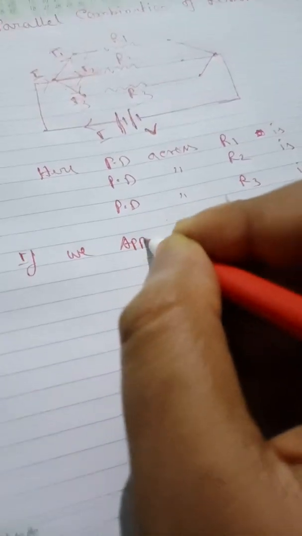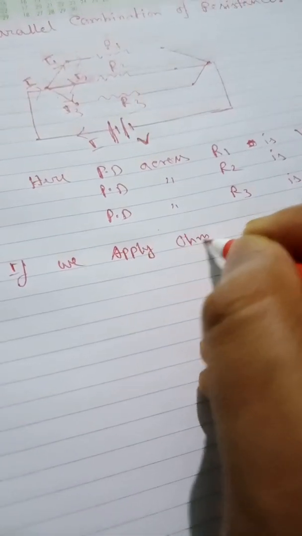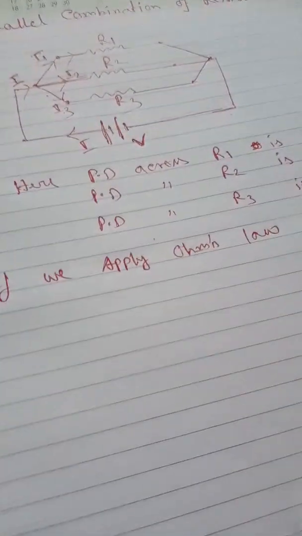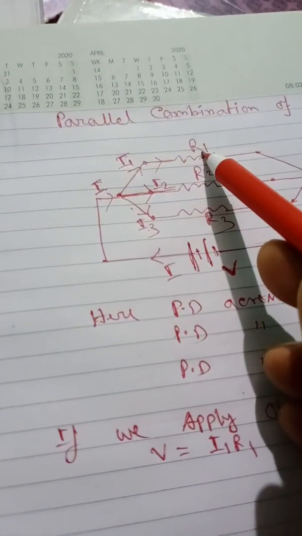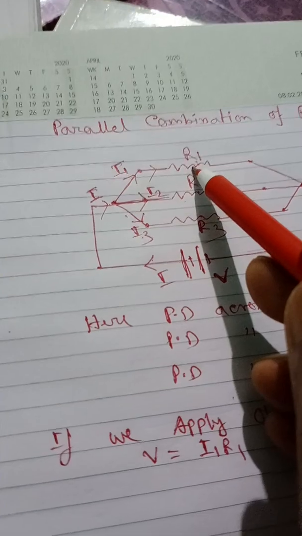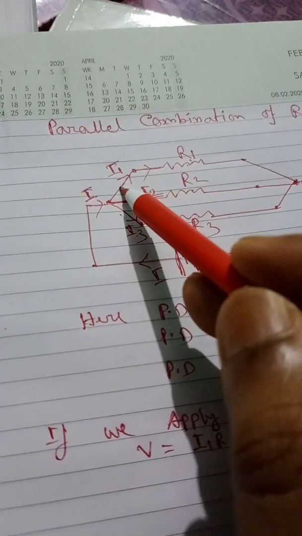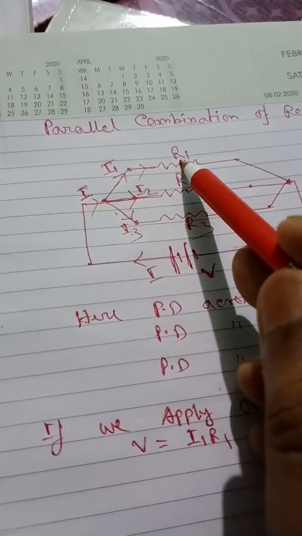Now if we apply Ohm's law, we can write at first V is equal to I1R1 for the first. Here across the two ends of R1, V is the potential difference, current is I1, resistance is R1, so V is equal to I1R1.